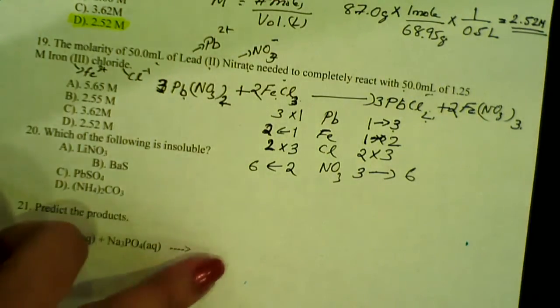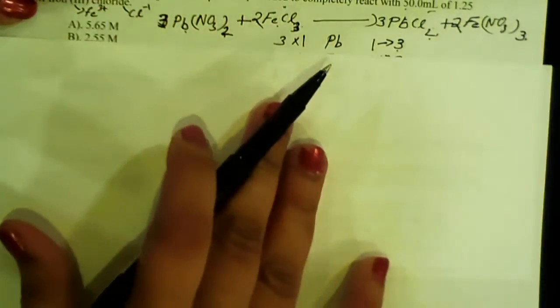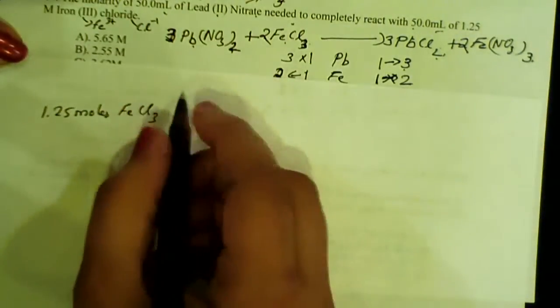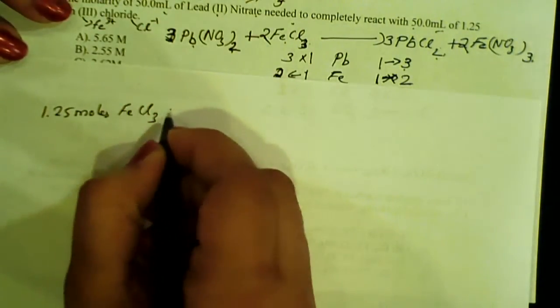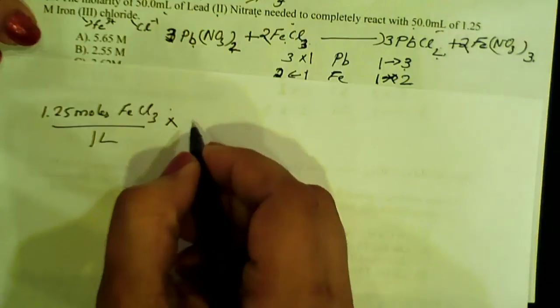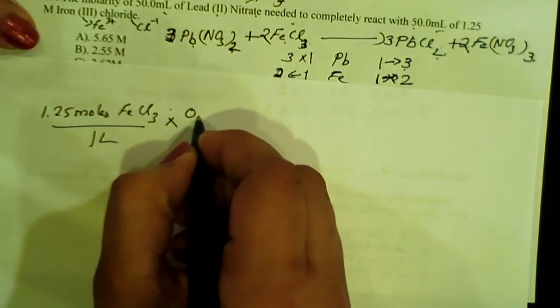of iron 3 chloride. So you have to figure out how many moles are in this 50 ml of 1.25 molar iron 3 chloride, and how many moles of lead 2 nitrate you need to react with that, and then divide that number of moles by the volume. So use the volume in liters. Okay.